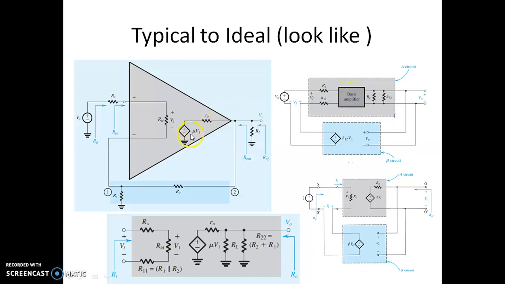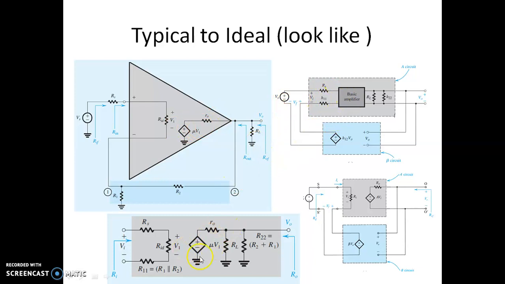It should not be mu again. It should be a different value, because this was mu when considering these as ideal values. So when you consider these non-ideal values moved down to this amplifier, the open loop gain of the amplifier will change. Let us write it in detail.